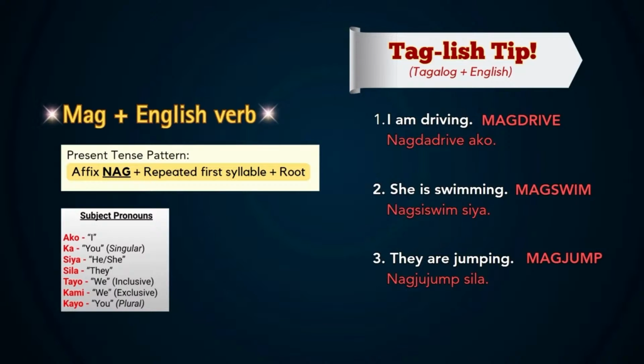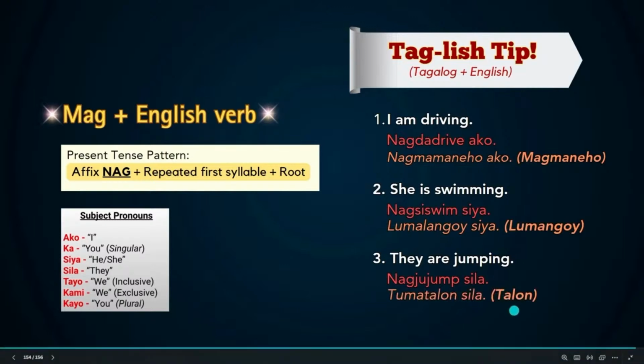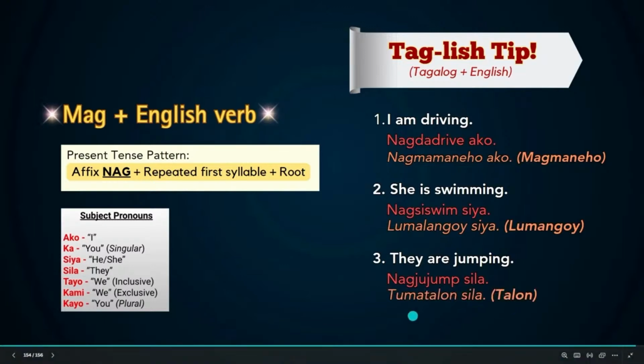So I think this tip is useful, but again, try to go back later on and try to figure out what that word is in Tagalog so that you can say the whole phrase in Tagalog. So, to drive in Tagalog is magmaneho. So, nagmamaneho ako. I am driving. To swim in Tagalog is lumangoy. So, lumalangoy siya. She is swimming. And then to jump in Tagalog is talon. Tumatalon sila. They are jumping.